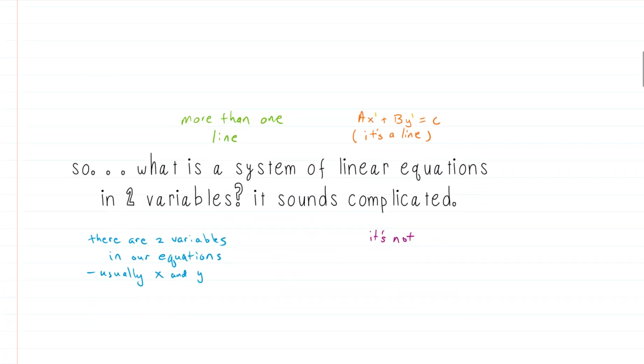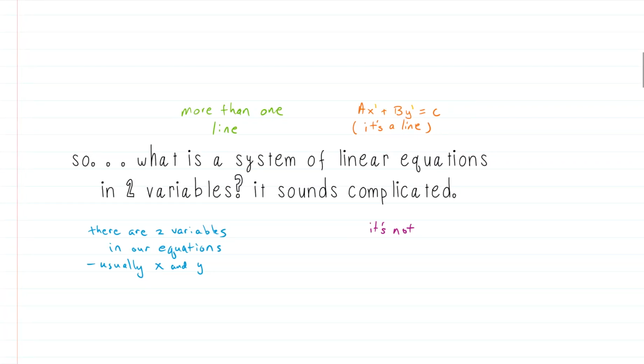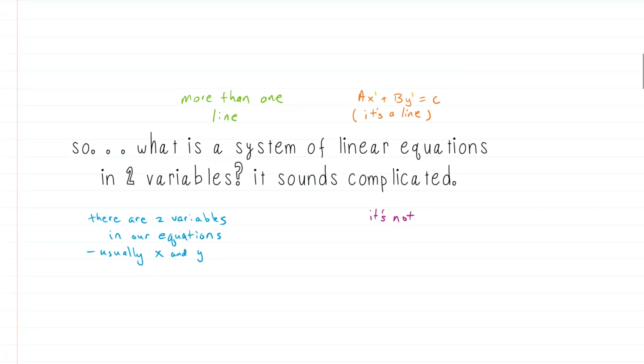Let's start. So what exactly is a system of linear equations in two variables? Because it kind of sounds complicated. So the two variables just literally means you have two variables. Usually we have an x and a y. That's it. So we have an equation with two variables.